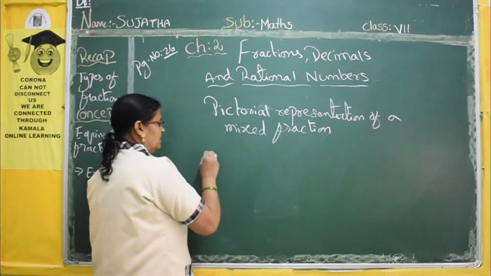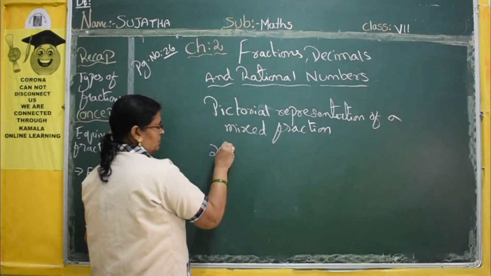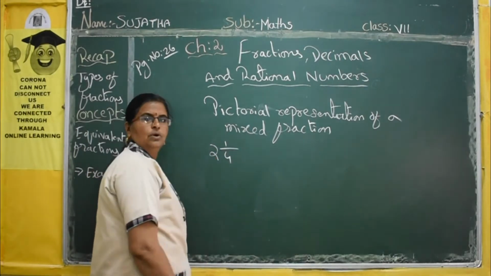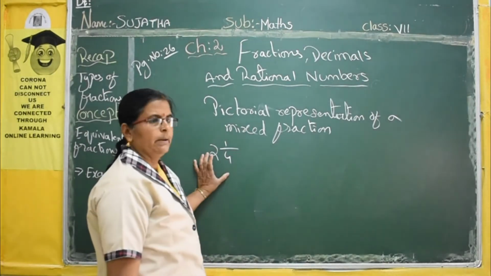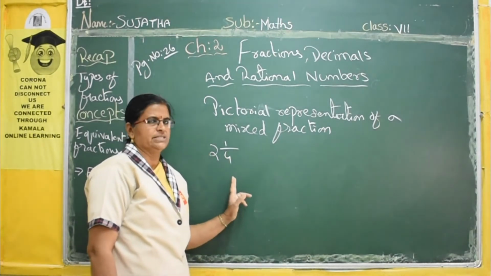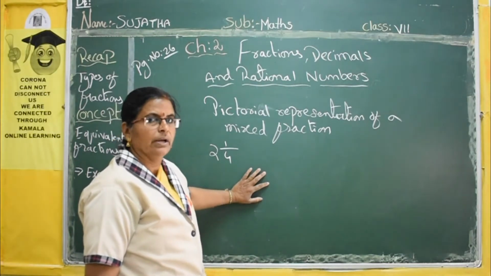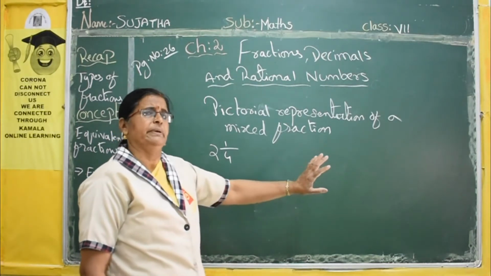For example, 2 1 by 4. 2 1 by 4 is a mixed fraction. Why? Because 2 is a whole number, 1 by 4 is a proper fraction. This you have to show in a pictorial representation, that means using a picture.